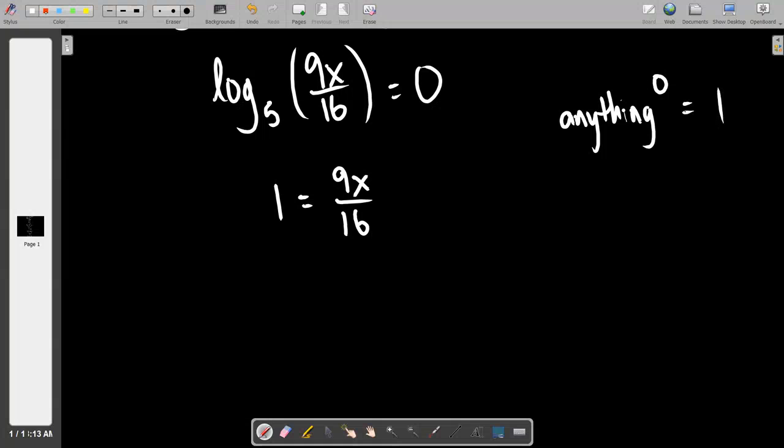And then from here, it's just business as usual. Multiply both sides by 16, and you get 16 equals 9x. Divide both sides by 9, and you get x equals 16 ninths. Pretty ho-hum once you get past the early steps.